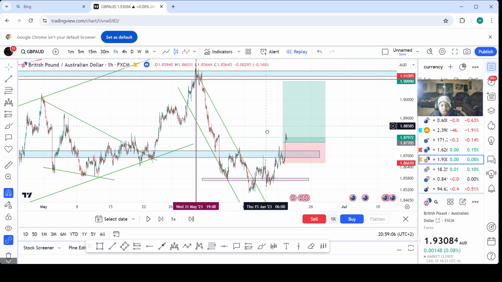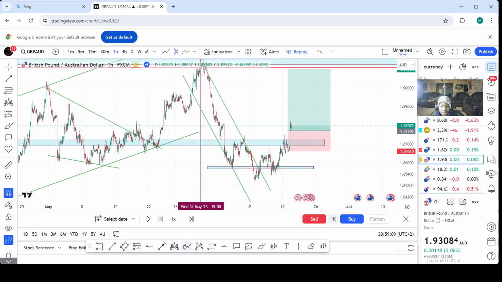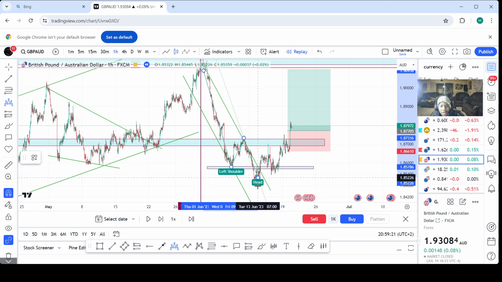Let's just create that pattern once again. Let me show you the pattern once again. I hope it's not gonna be too confusing. So we have our first shoulder, market pushes up, our head, market pushes up, and pushes back up at the neckline, right?